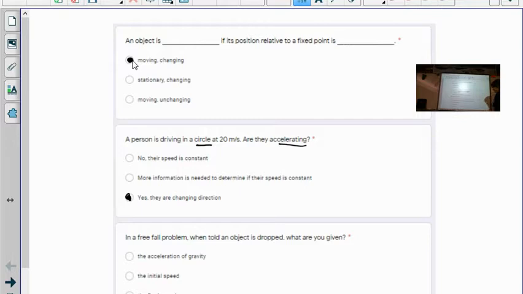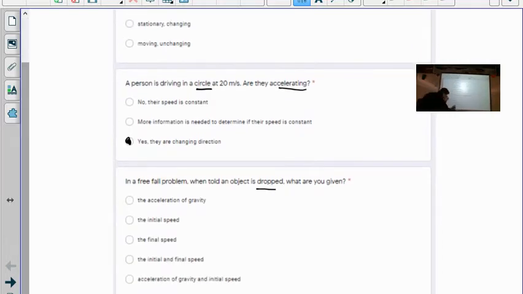In a free fall problem, when told an object is dropped, we're given two things. We know its initial velocity is 0, and we know it is accelerating under the influence of gravity. So that is this one right here, acceleration of gravity, initial speed.